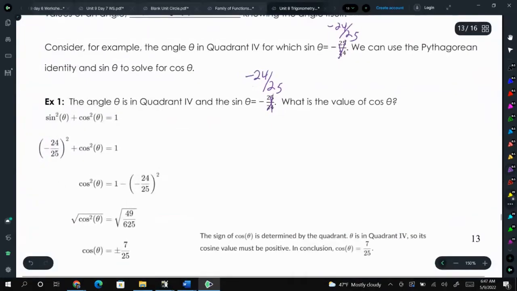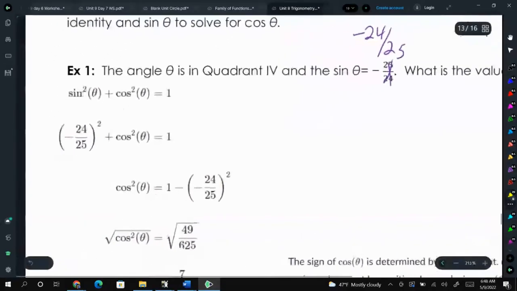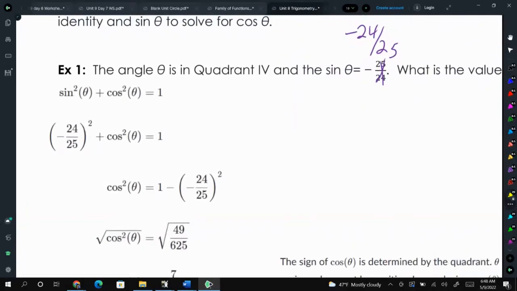We are in quadrant 4, and sine is equal to negative 24 over 25. And we can use that Pythagorean identity to solve for cosine. So again, sine is negative 24 over 25. Please fix that misprint. And since we know the angle is in quadrant 4, we know that cosine is going to be positive in the end. So here's your Pythagorean identity, sine squared plus cosine squared equals 1. And remember, it doesn't matter if you switch the order of these because you're adding.